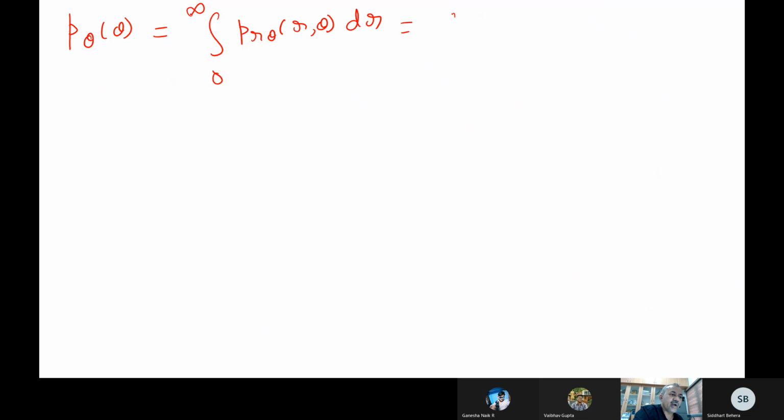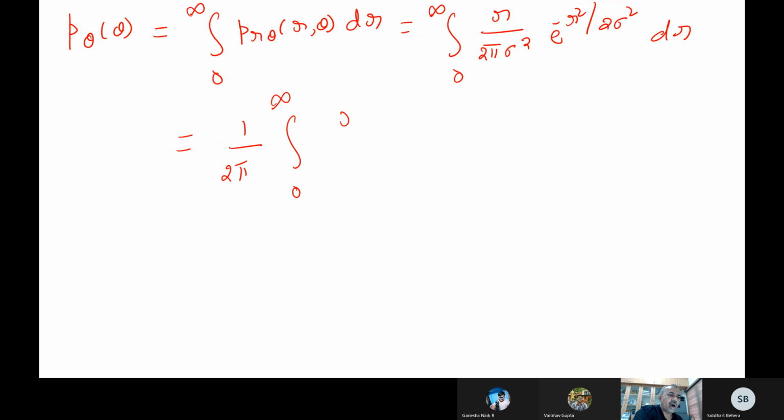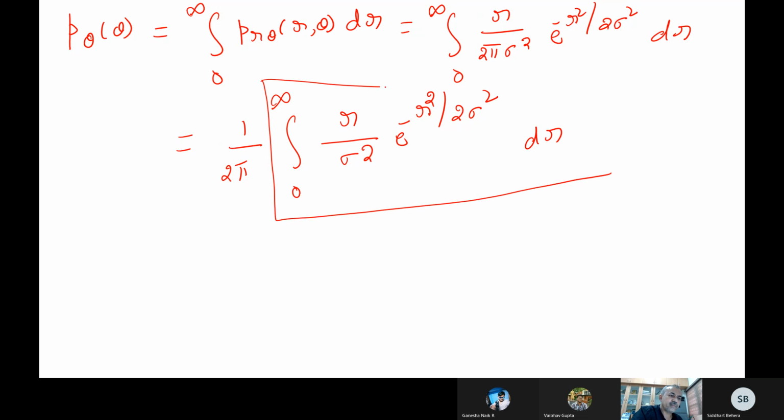So now this integral you evaluate, 0 to infinity, R by 2 pi sigma square, e to the power of minus R square by 2 sigma square dR actually. Now tell me what is the value. So if I write this expression, 1 by 2 pi, 0 to infinity, R by sigma square e to the power of minus R square by 2 sigma square dR. Now tell me what is the value of this integral. Just use some common sense. It's very easy, the value of this integral. Now what is the value?